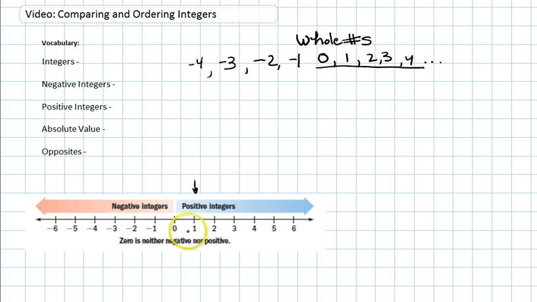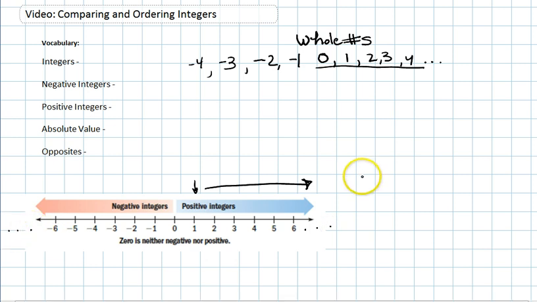Our positive integers are all to the right of 0. So 1, 2, 3, 4, 5, and 6. And our negative integers are all to the left: -1, -2, -3, -4, -5, -6, and so on. Both of these continue.